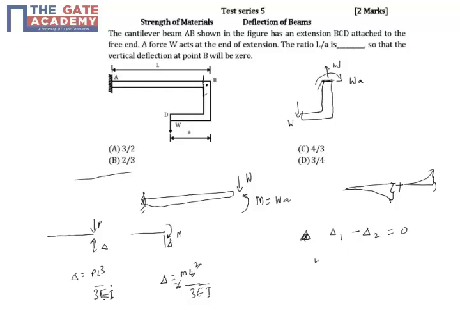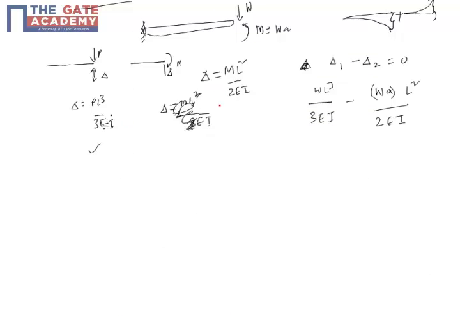So for W, it is WL cube by 3EI, and because of M, which is WA, it is ML square by 2EI. Sorry, I have written this wrong. So this delta due to M is ML square by 2EI. So these are the two standard cases whose formulas you have got to remember. Otherwise you need to derive them, but I'm afraid how much time will be there. So you have got to remember these things.